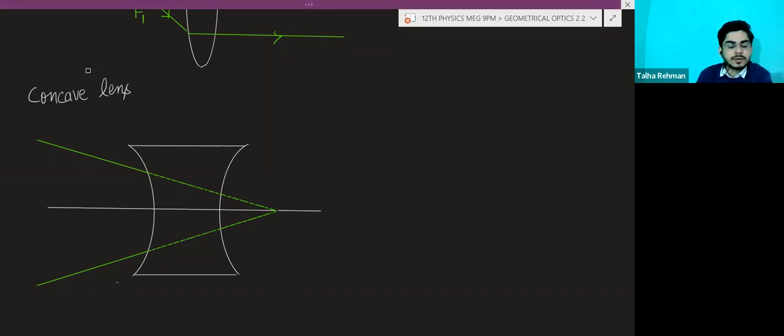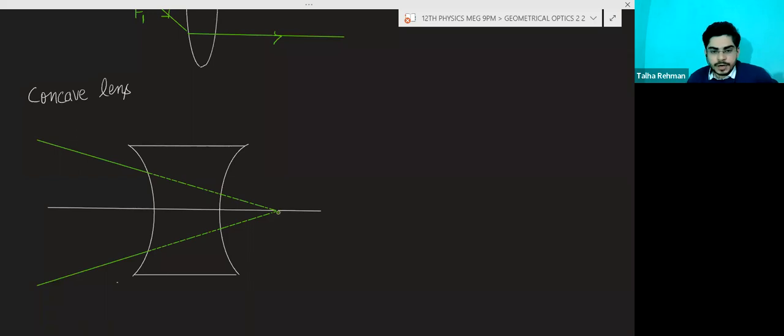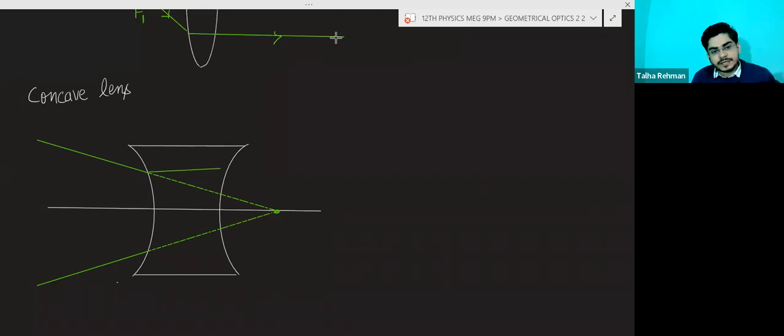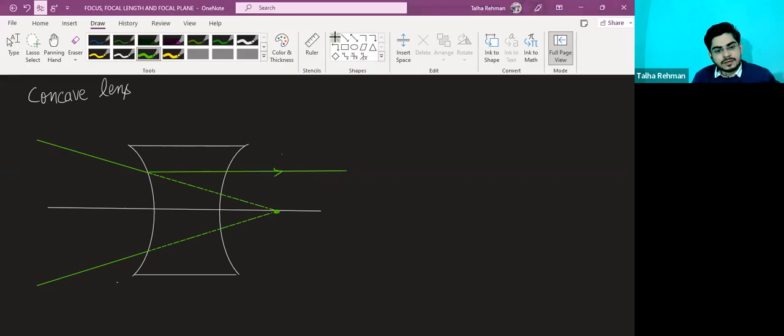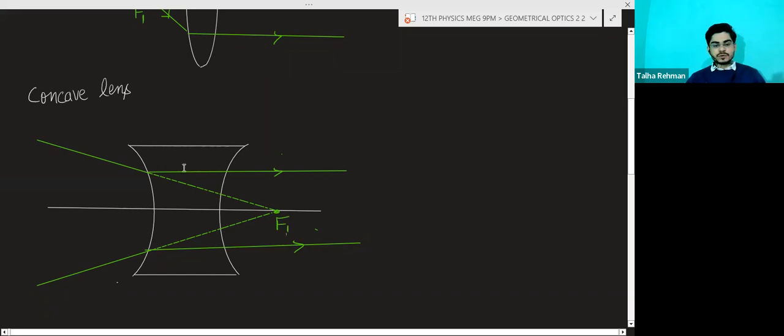Okay. Now, see, if the rays of light are just going towards a common point, and after refraction from the lens become parallel to the principal axis, then this point will be the first focus. This will be the first focus in case of the concave lens.